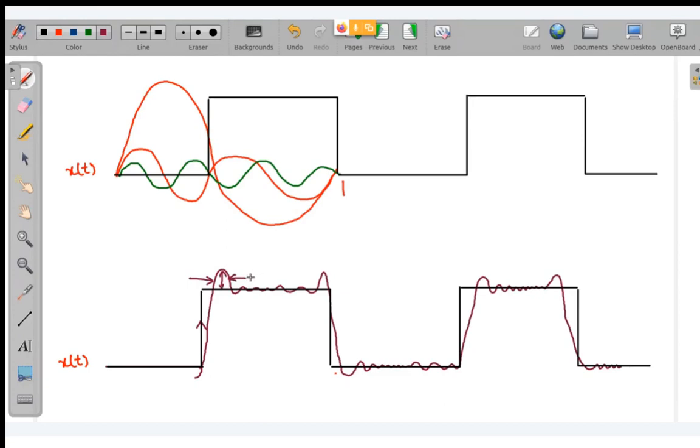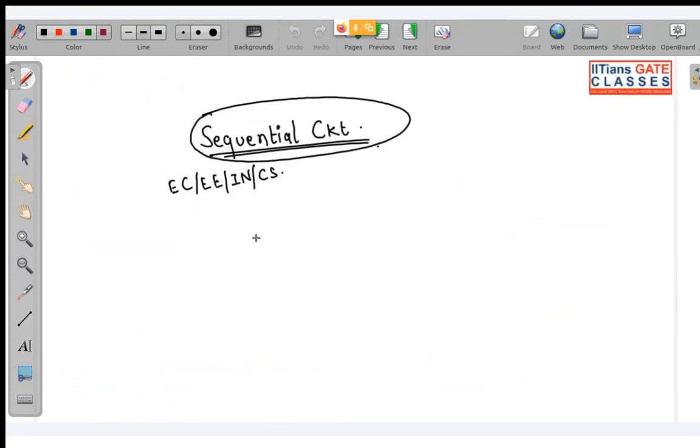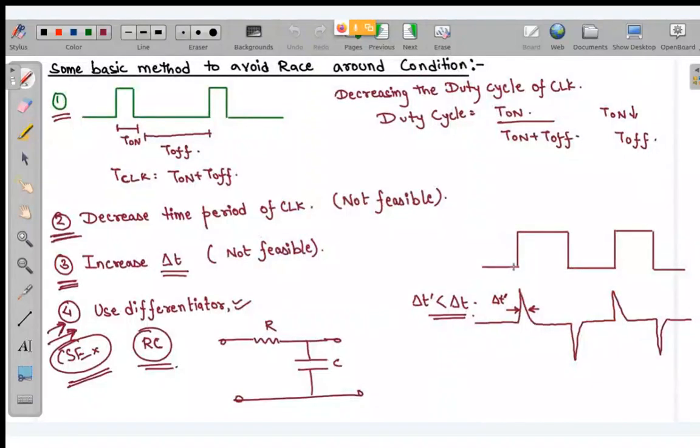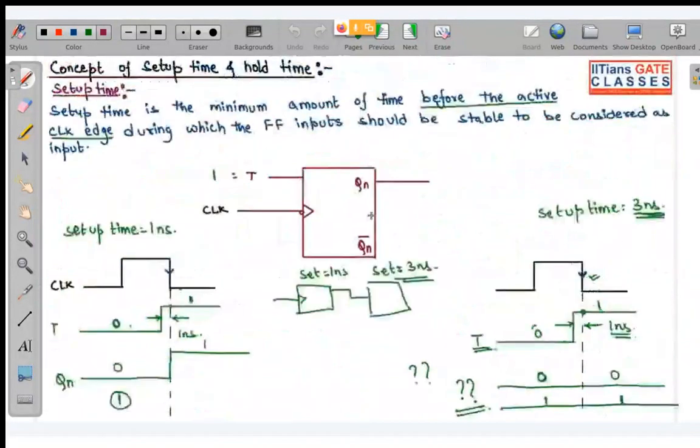So basically, there is no such concept of edge triggered flip flop. Edge triggered flip flops are basically your ideal cases. Any flip flop you take, basically it will be kind of level triggered only. There will be some concept of level triggered. Due to this concept of level triggering only, we are getting this concept of setup time and hold time.